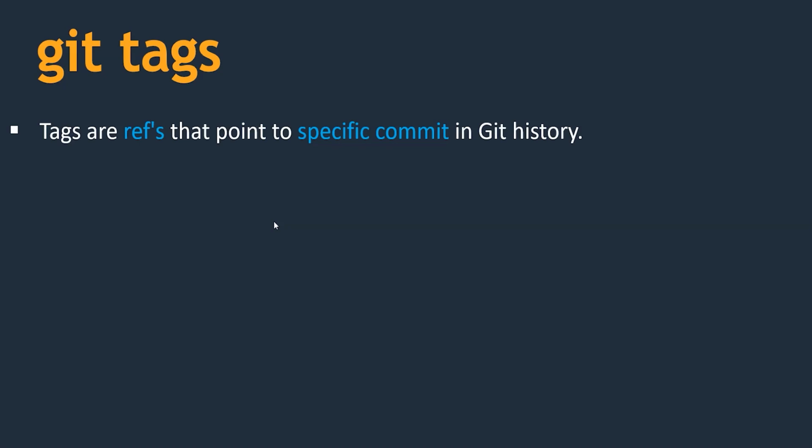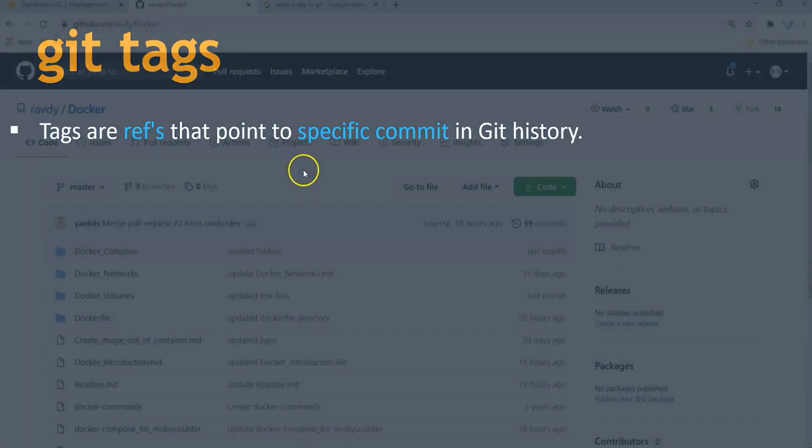Let's assume that I am working on a project. After doing multiple commits, I have created bug-free code. It has some commit ID which is not easy for me to remember. Then I can tag that with a user-friendly name so that it is easy for me to remember. Let me show you how it works.